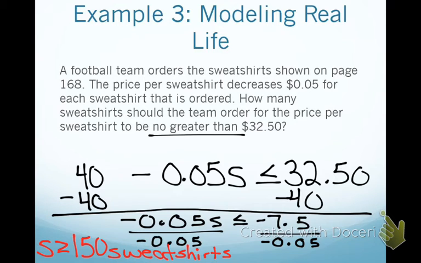That's how many you need to order in order to keep your total price less than or equal to $32.50. All right, if you understand that, that's everything you need to know for section 4.7, and that's it for chapter 4, guys.